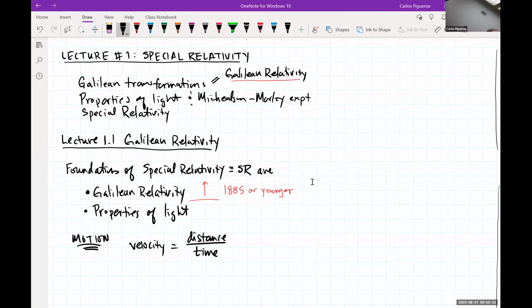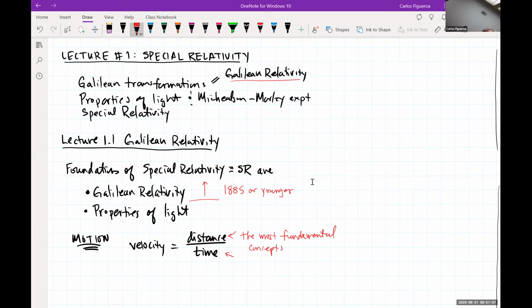What you're going to see here is that the key to understanding special relativity is to really understand what we mean by distance. What do we mean by time? These are about as fundamental as you could get. These are the most fundamental concepts.